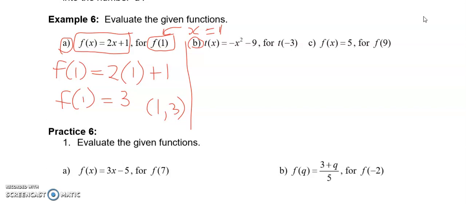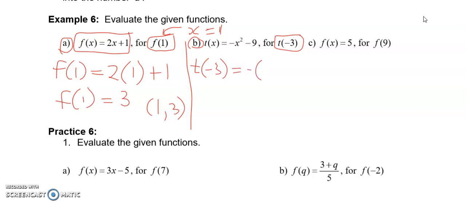All right, and I can see it's negative x squared minus 9. That's a function as well. Well, look at what they're asking you to evaluate here. They're saying take the function t, and replace the x's, replace the independent variables with -3. So t of -3 in this case would just be negative.